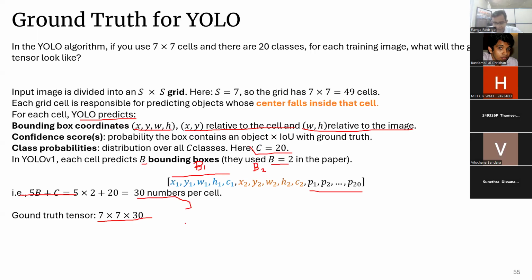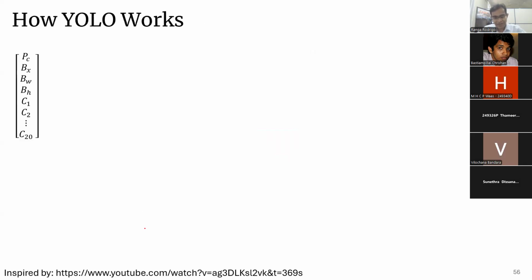So YOLO outputs a tensor of this size, and the ground truth is also this size. Then you can find some losses between those, so we will look at that also. Okay, so once again, to reinforce what we discussed, how YOLO works.